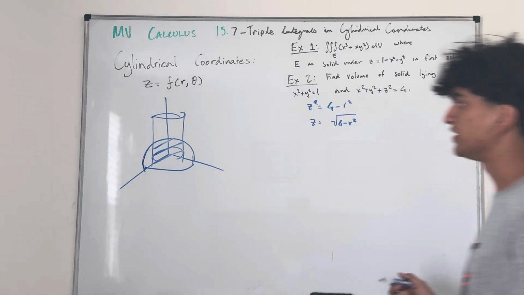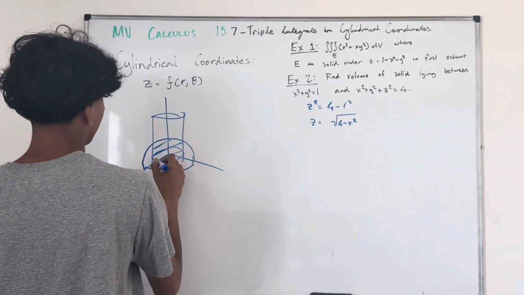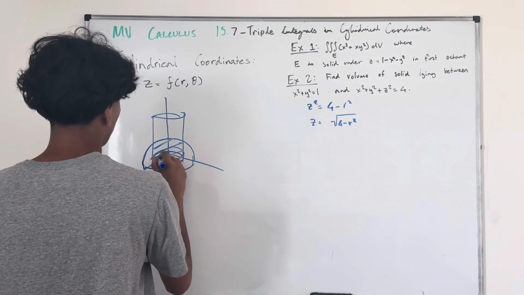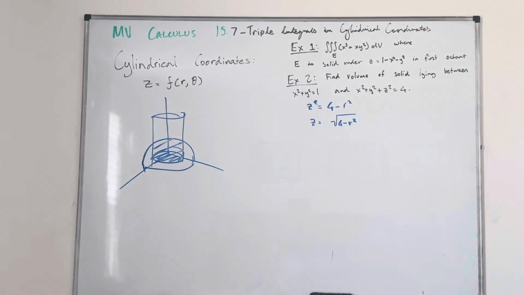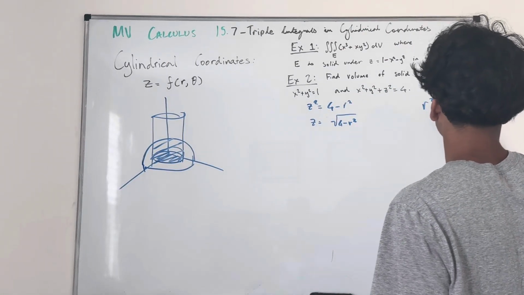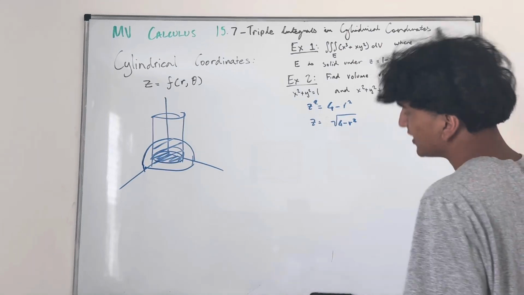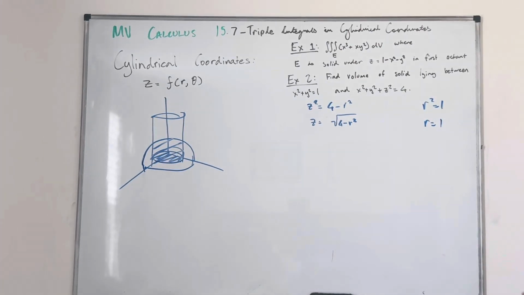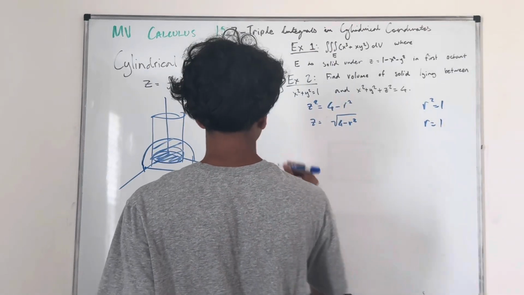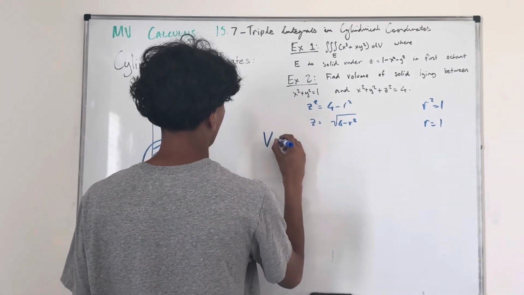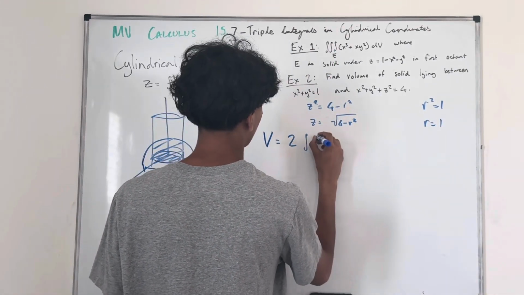And then I'm only integrating in this region, right? I only want to integrate in that region. So if I think about x squared plus y squared equals 1, that's as simple as r squared equals 1, or r is just equal to 1. So I'm only integrating within that region, and I'm integrating the full way through from 0 to 2 pi. So what we can say is the volume is equal to 2 times the triple integral.